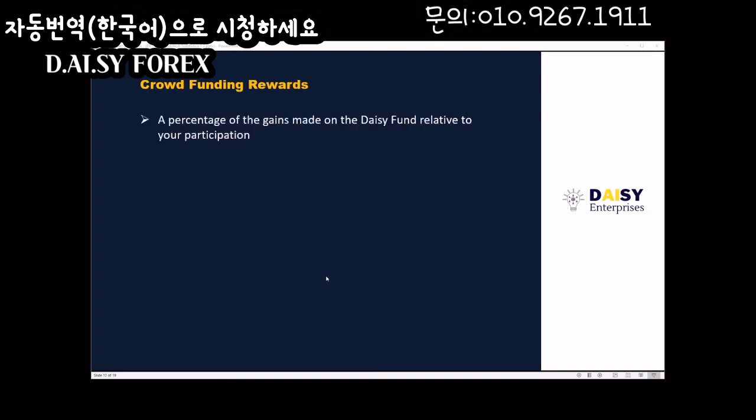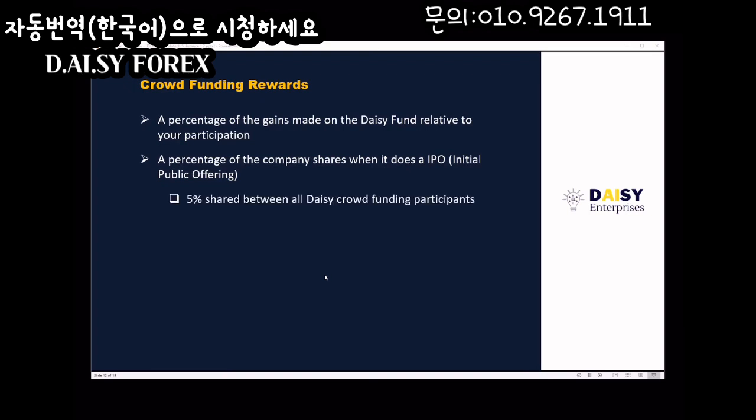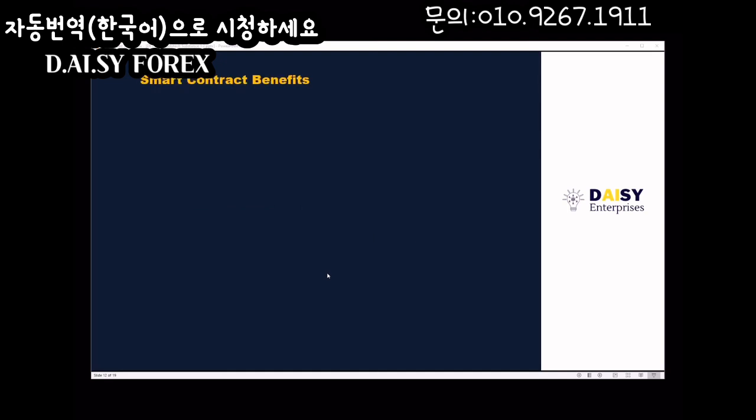So what would the rewards be for you handing over your financial value to be part of a crowdfund? Well, a percentage of the gains made on the DAISY fund is paid to you relative to your participation. And a percentage of the company shares, when it does an initial private offering or issues their shares on the exchange, will be proportionally shared amongst those crowdfunders. 5% will be shared between all DAISY crowdfunding participants. An additional 5% will be shared amongst qualifying marketing gold pace setters. So 10% of the company and a return on the amount that goes into the DAISY fund.